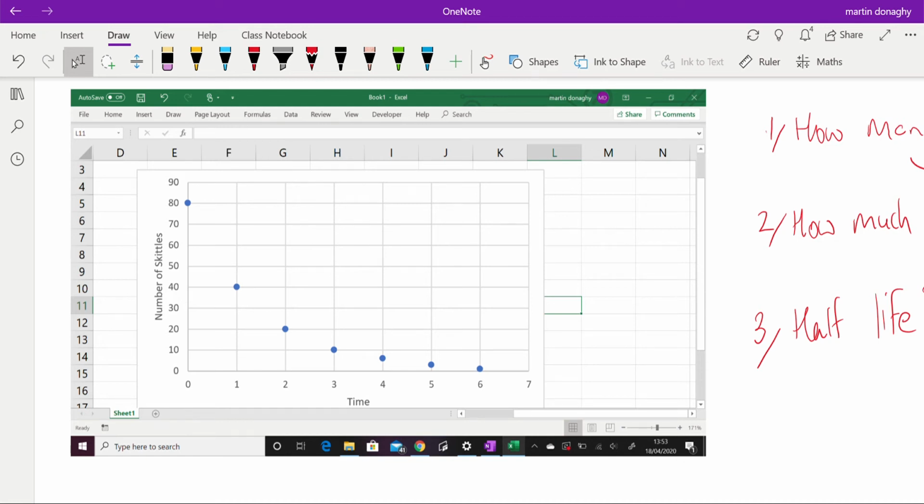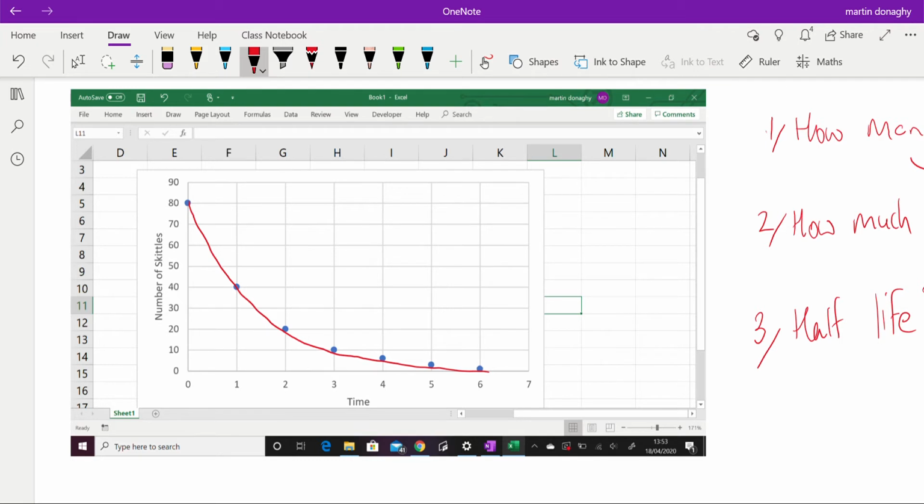Okay, so let's look at some typical results for this experiment. You can see number of Skittles on the y-axis, time on the x-axis. The number of Skittles decreases, but not in a linear fashion. So we draw a best fit line. It's a little bit hard to do on this computer, but try and make it as smooth a curve as you possibly can. Don't worry if your results are slightly scattered around that curve, but draw a nice smooth curve.